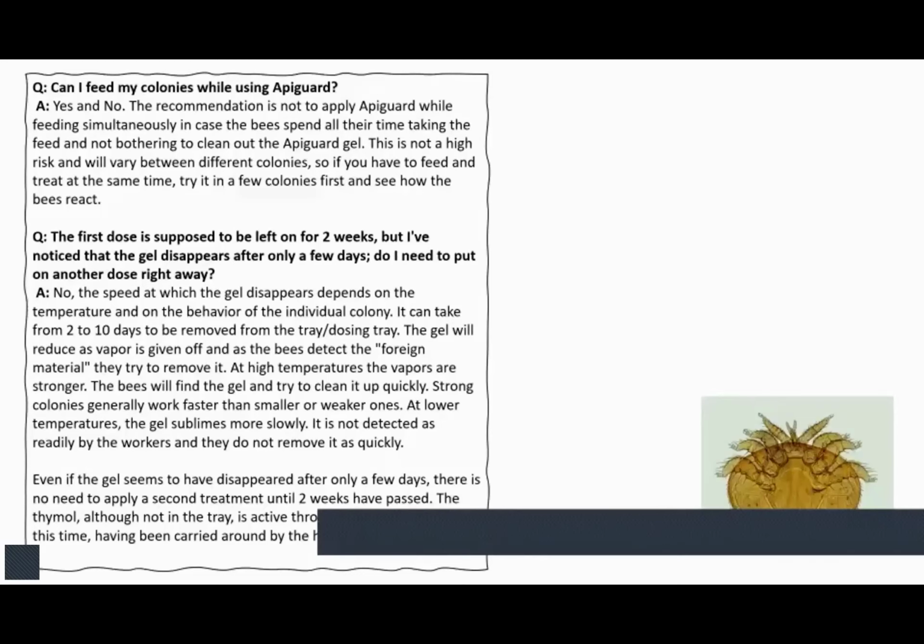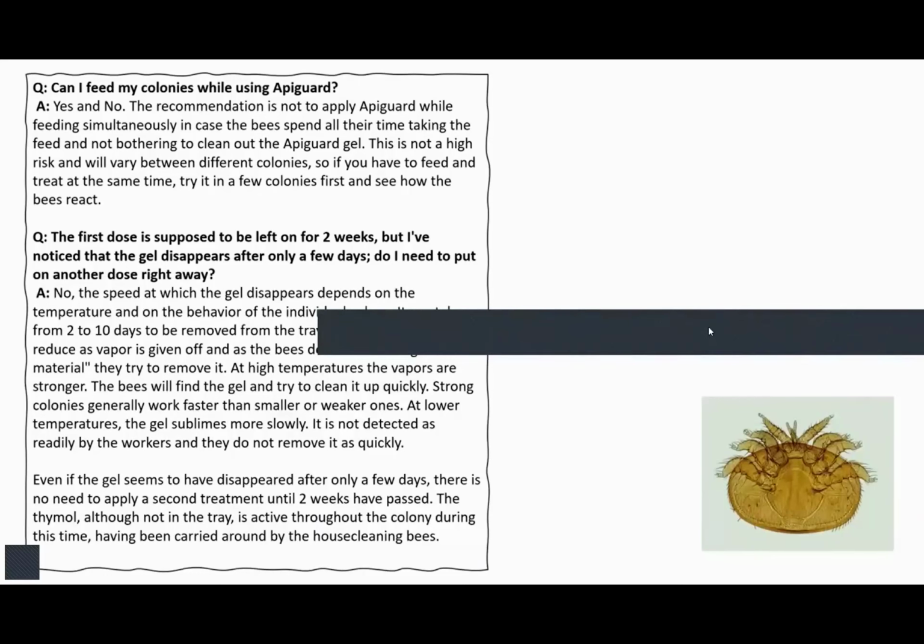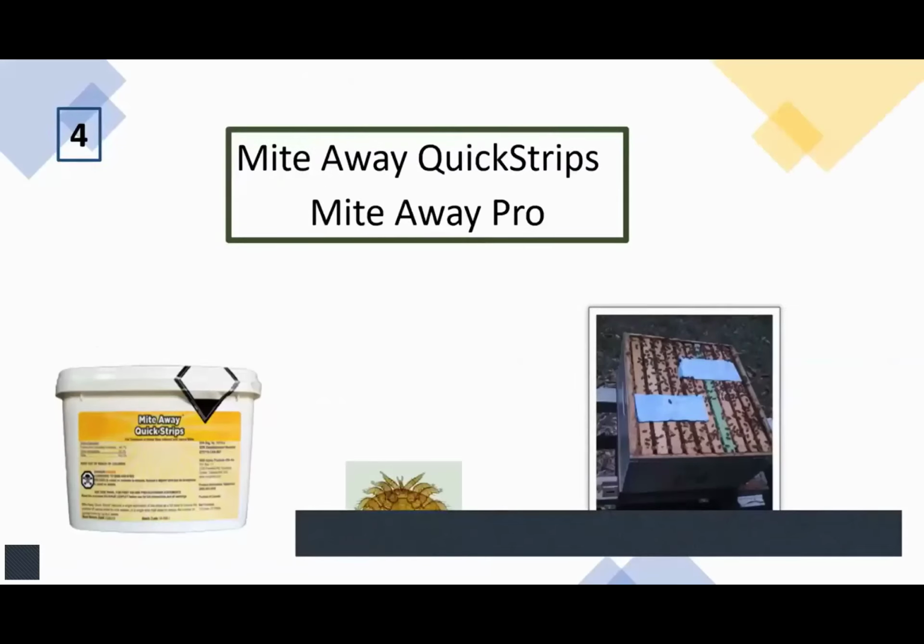Even if the gel seems to have disappeared after only a few days, there is no need to apply a second treatment until 2 weeks have passed. The thymol, although not in the tray, is active throughout the colony during this time, having been carried around by the house cleaning bees. So that's ApiGuard, and this is Mite strips.